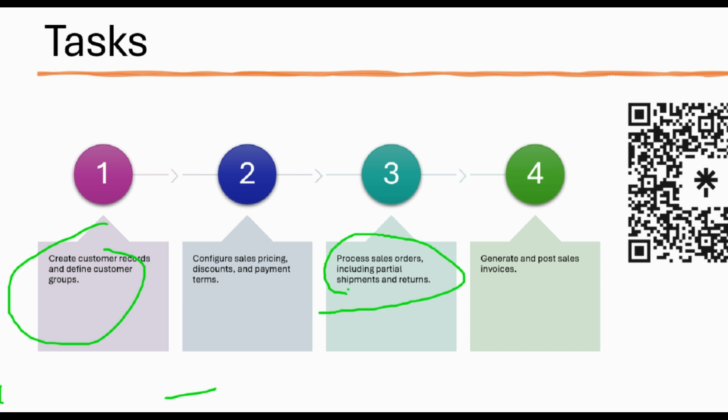Okay, this is task 3, we have to do it. This is to efficiently manage the full life cycle of sales orders from creation to fulfillment, accommodating various business scenarios such as partial shipments and returns. And finally, we'll be generating a post sales invoice. These 4 tasks we are going to do today in order to complete this particular project.